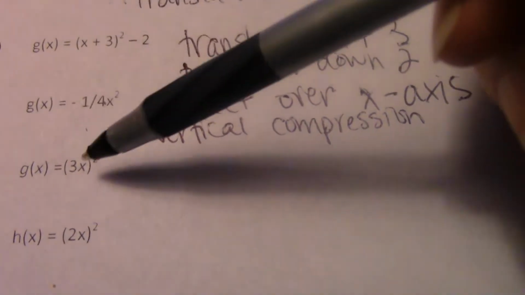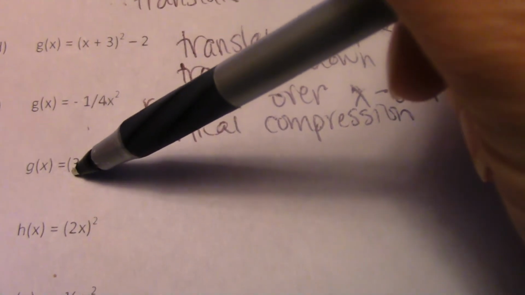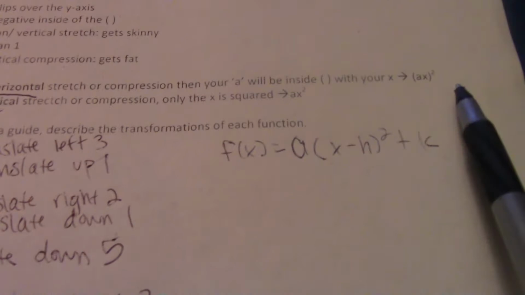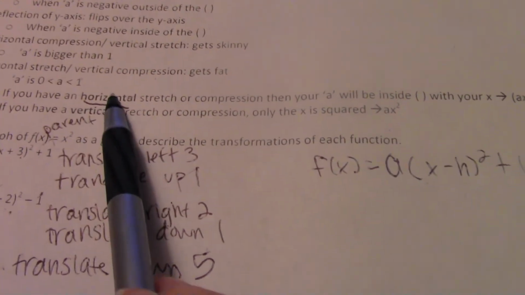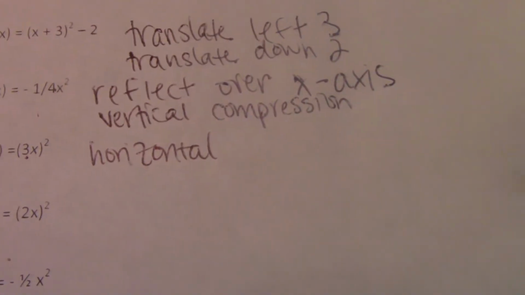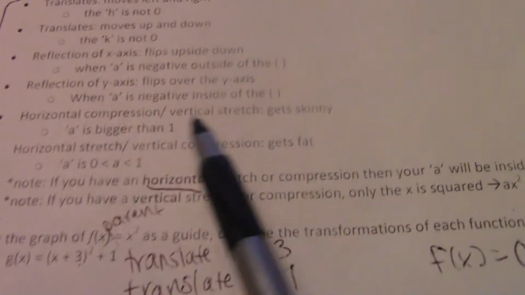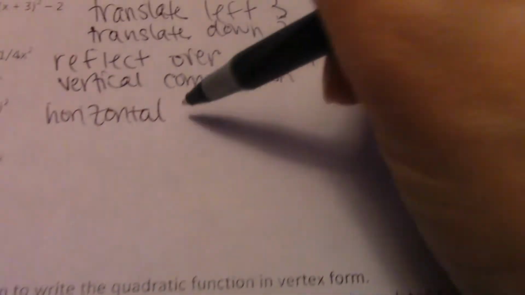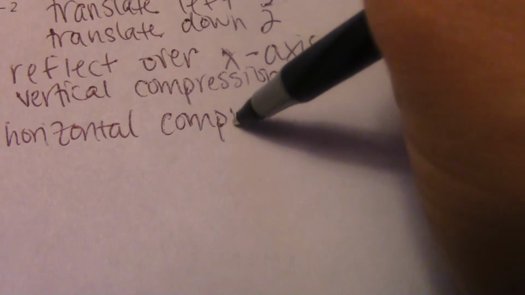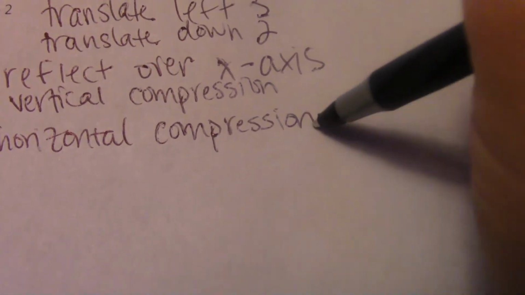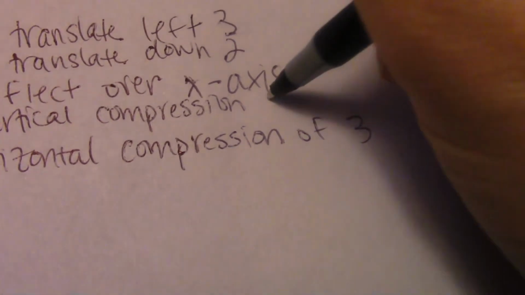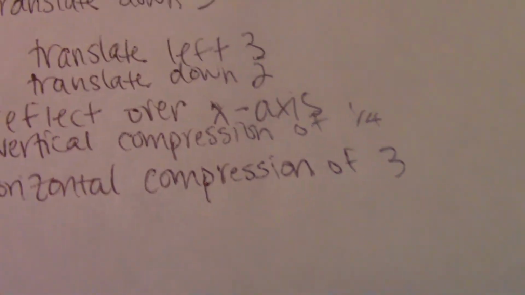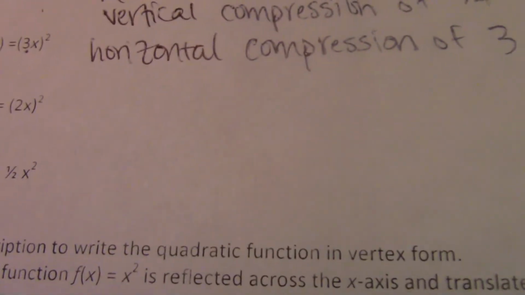This one, that 3 is inside. Okay, inside, remember, if it's inside, was horizontal. Horizontal. But we're bigger than 1, and bigger than 1, horizontal compression. We really should write of 3 and of 1/4. Sorry.